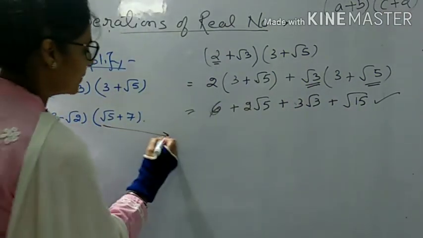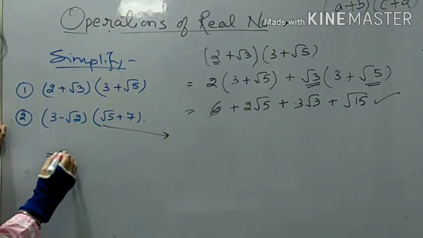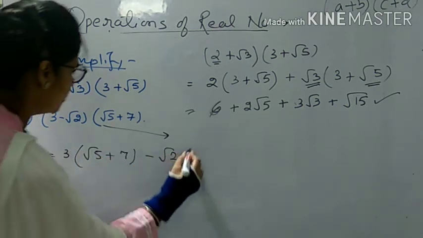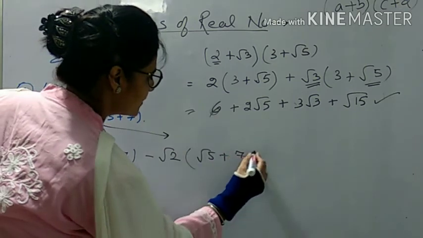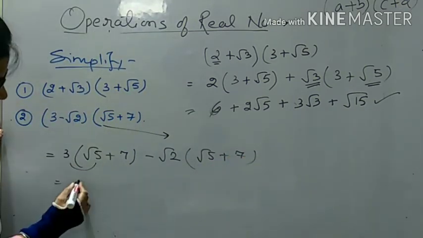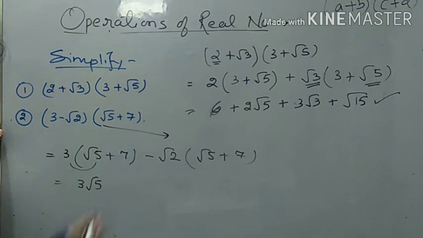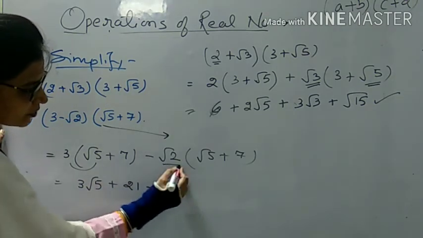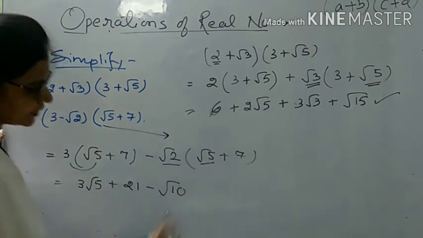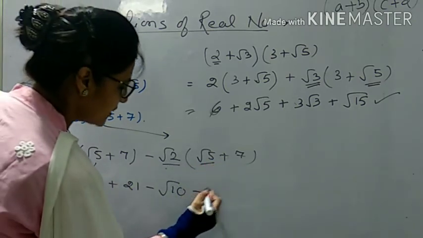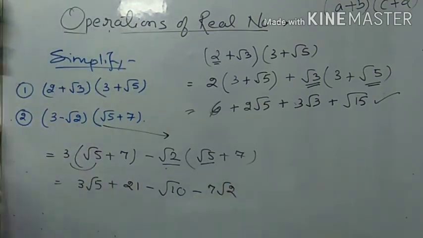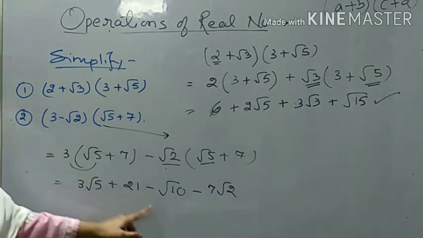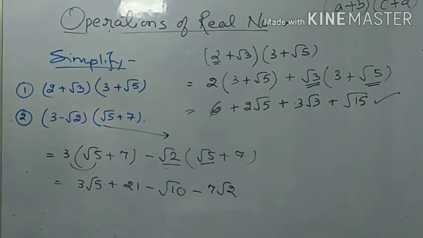Now see the second problem. In the second problem, how we will do? 3 into root 5 plus 7 minus root 2 into root 5 plus 7. अब क्या हो जाएगा, 3 into root 5, it will be 3 root 5, 3 sevens are 21 minus root 2 into root 5, it will be root 10, root 2 into 7, so minus 7 root 2. So how we have simplified this: 3 root 5 plus 21 minus root 10 minus 7 root 2.